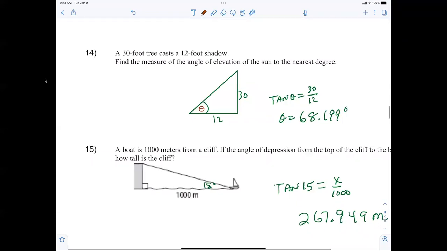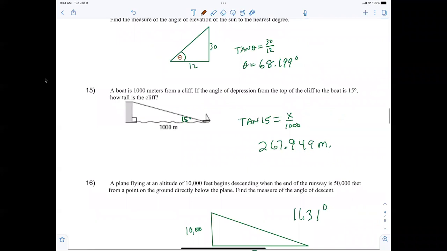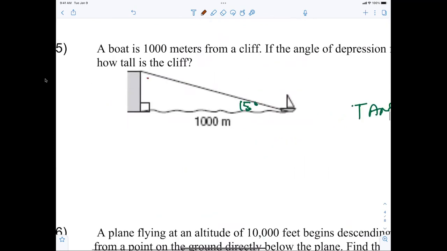All right, 15, I drew the picture out. Angle of depression. Here's your mistake. This is not 5 degrees, correct? The angle of depression is equal to the what? Angle of elevation. This guy right here is 5 degrees. Is everybody with me on that? Everybody's good?